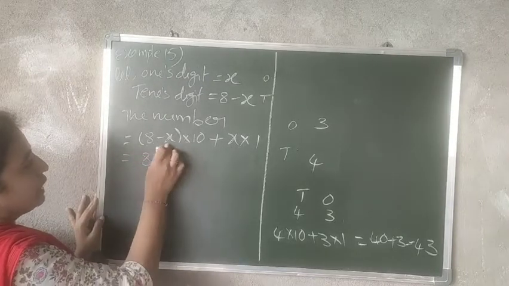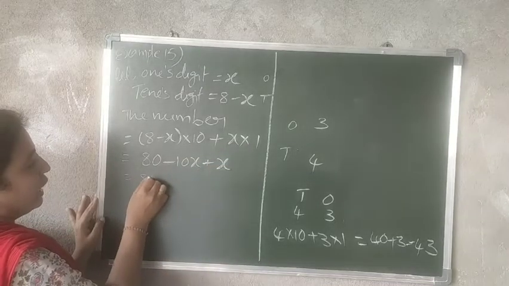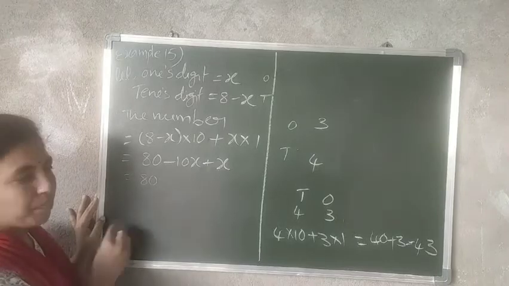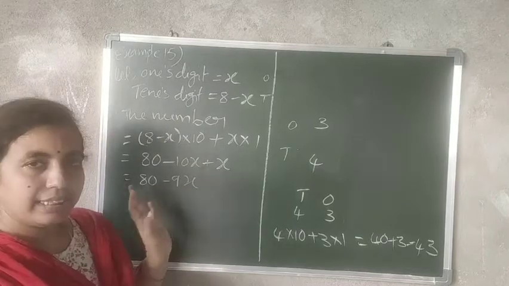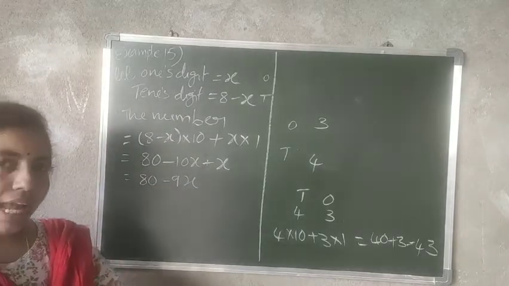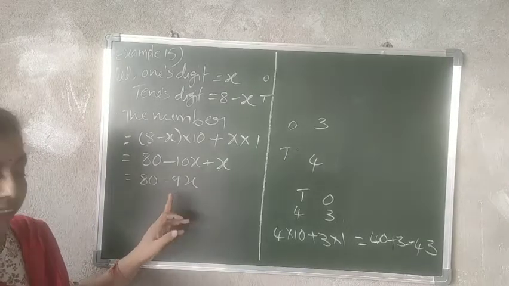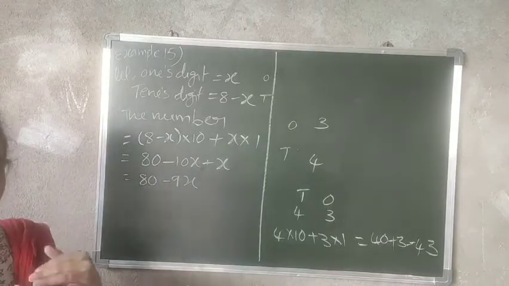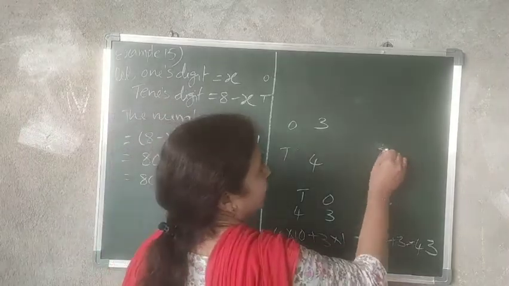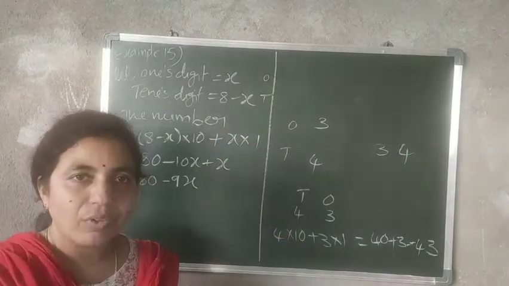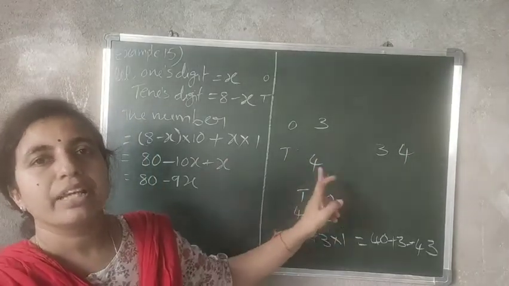Now add them, or first multiply and then add. 8 minus x into 10 is 80 minus 10x, then plus 1 into x is nothing but x. So 80 minus 10x plus x, like terms, minus 9x. So the actual number is 80 minus 9x. But what they have given: when 18 is added to this number, the digits are reversed. That means first find reverse number. Reverse means the positions changed. Reverse of number 43 should be considered 34. What we did here? Ones place became tens place and tens place became ones place.